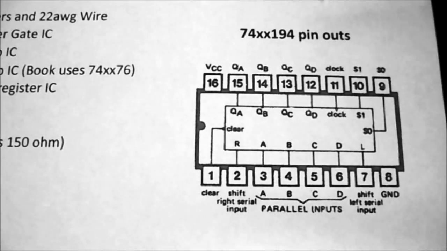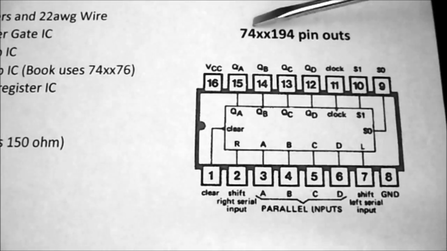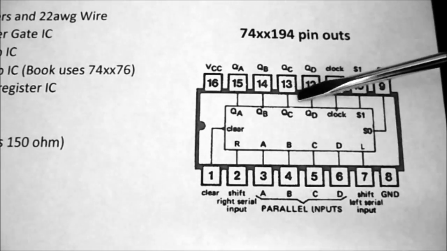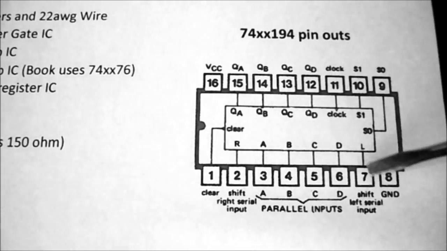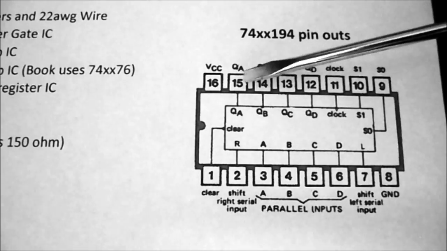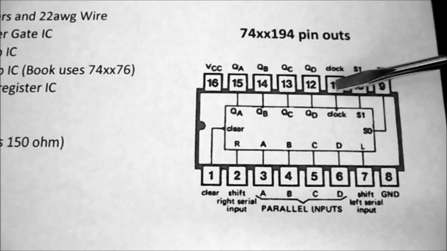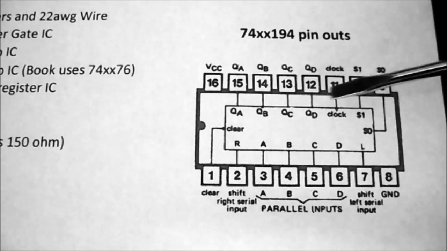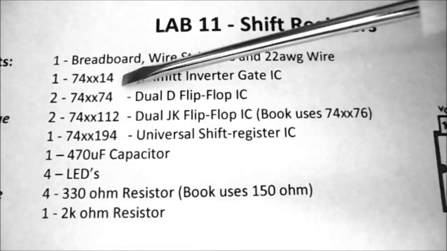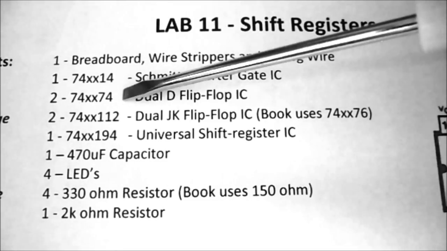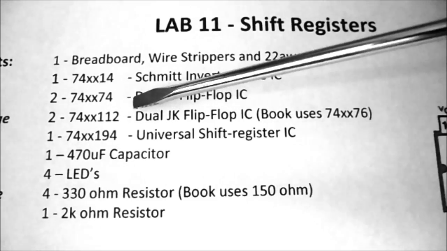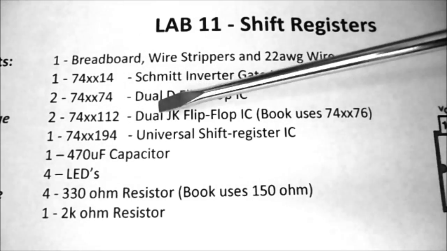So as always, when I introduce you to a new part, this is the 74194, which is the Universal Shift Register IC. I always give you a pinout for it, so you can see we have parallel inputs, and we have our basic Q outputs, clock signal on the input, and different control lines that we need to hook up to it. For the pinouts for the 7414, the 74, and the 112, you need to reference previous labs where I did give you the pinouts when I first introduced the IC.